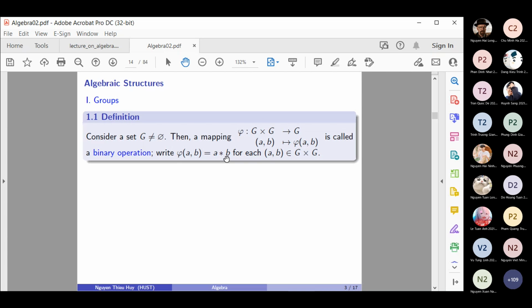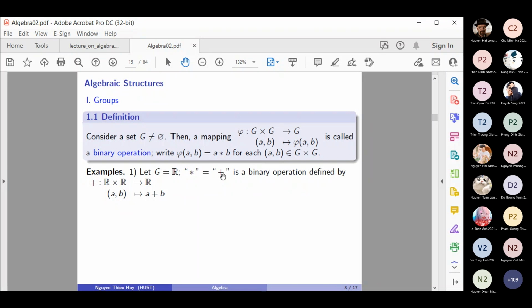But actually, this is an assignment going from the Cartesian product G times G to G. And for the operation, we write phi(A, B) as A star B, as defined for every couple, every element of this Cartesian product. And you will see immediately an easy example.